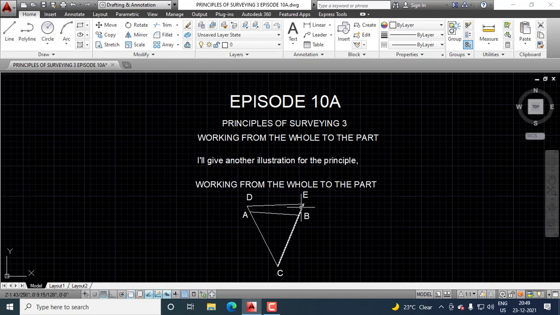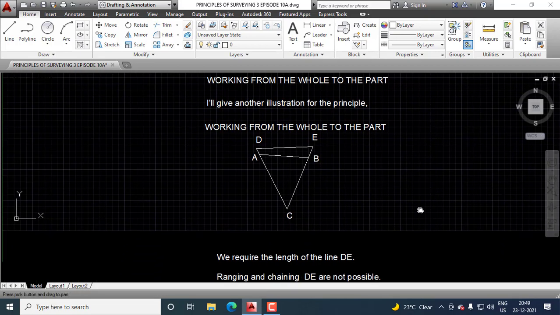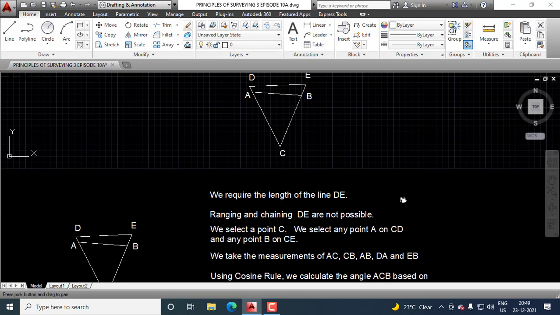There is a line DE. E is not visible from D, and chaining is not possible from D to E. So we construct a triangle DCE. We select any point C. We select any point A on CD and any point B on CE.